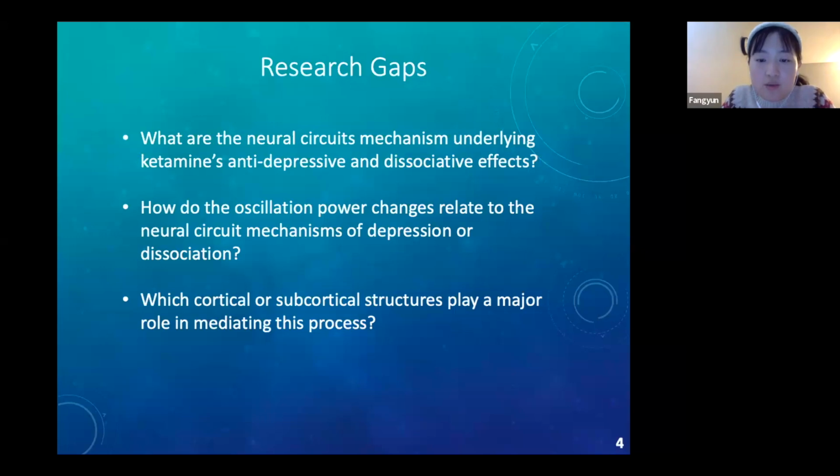The research questions we were interested in include: what are the molecular targets and the neural circuit mechanisms underlying ketamine's antidepressant and dissociative effects? If we could collect EEG signals before and after ketamine infusion, we would be able to characterize the oscillatory power changes induced by ketamine and study how these changes relate to the neural circuit mechanisms underlying ketamine's antidepressant and dissociative effects. We could also characterize which cortical and subcortical structures play a major role in mediating this process.